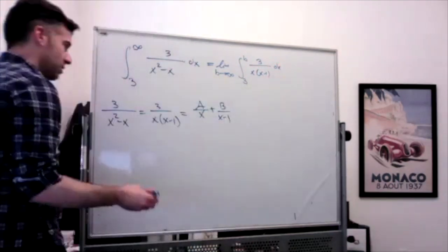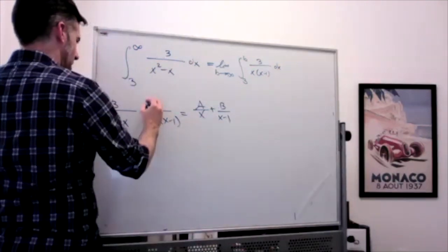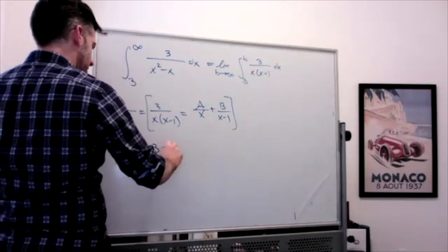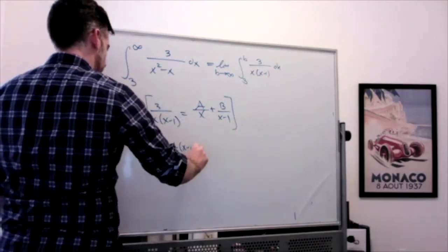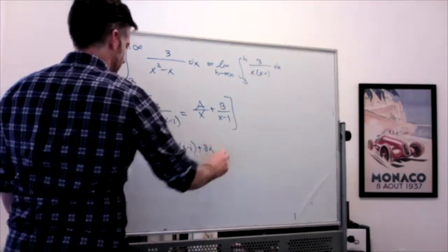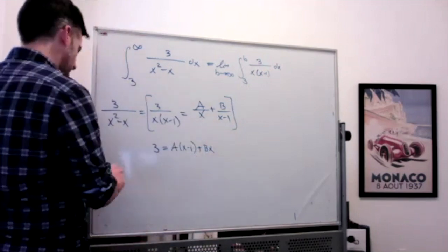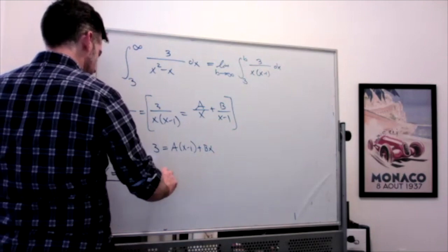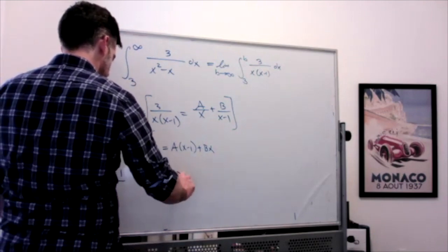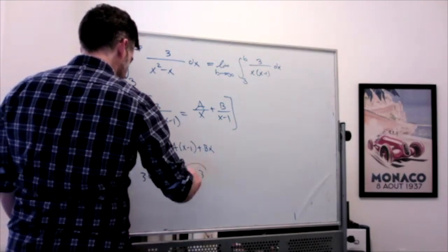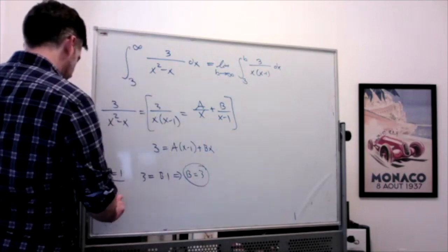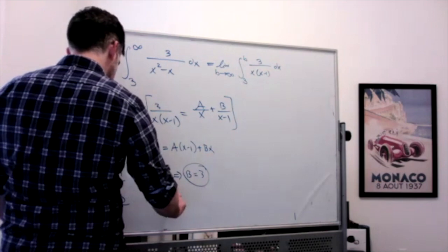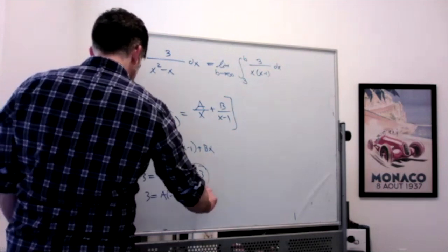Okay. So then we're going to multiply both sides by this common denominator. So we're going to have 3 on the left, a times x minus 1 plus b times x on the right. So we're going to let x equal 1 and get 3 equal to b times 1. So b equals 3. And then we let x equal 0, and we get 3 equals a times negative 1. So a is negative 3.